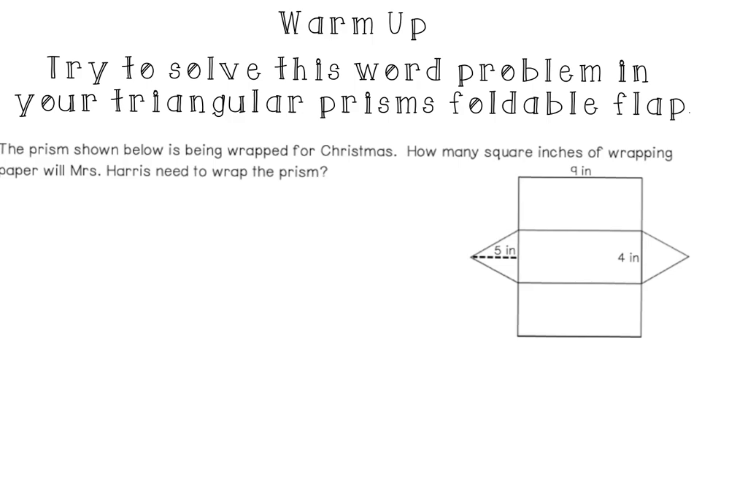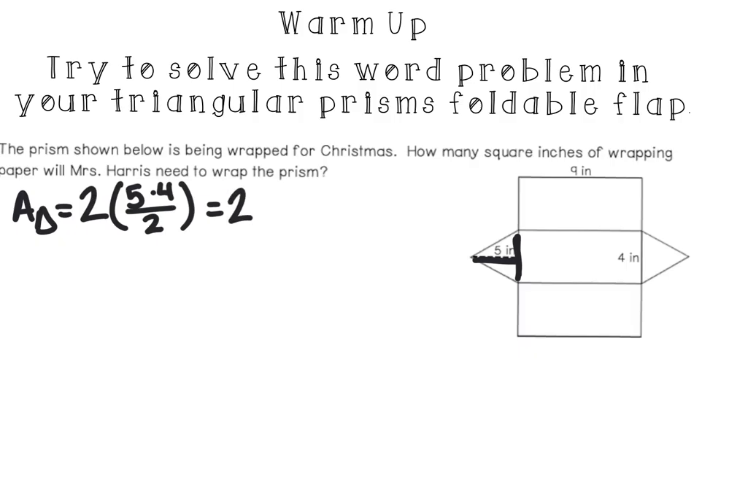We start with the triangular bases. Avery? 2 times 5 divided by 2. 2 times... oh, wait. 5 times 4. Good. And then divided by... Good. So we've got the height of the triangle is 5. The base is 4. So 5 times 4 divided by 2 will give us that triangle area. And then Avery multiplied by 2 because there are 2 of them. So that's going to give us 20.